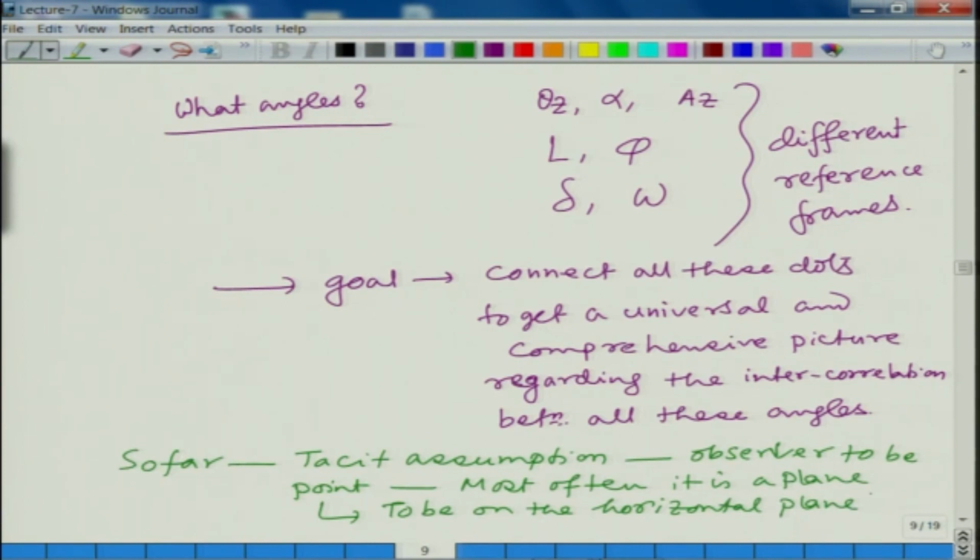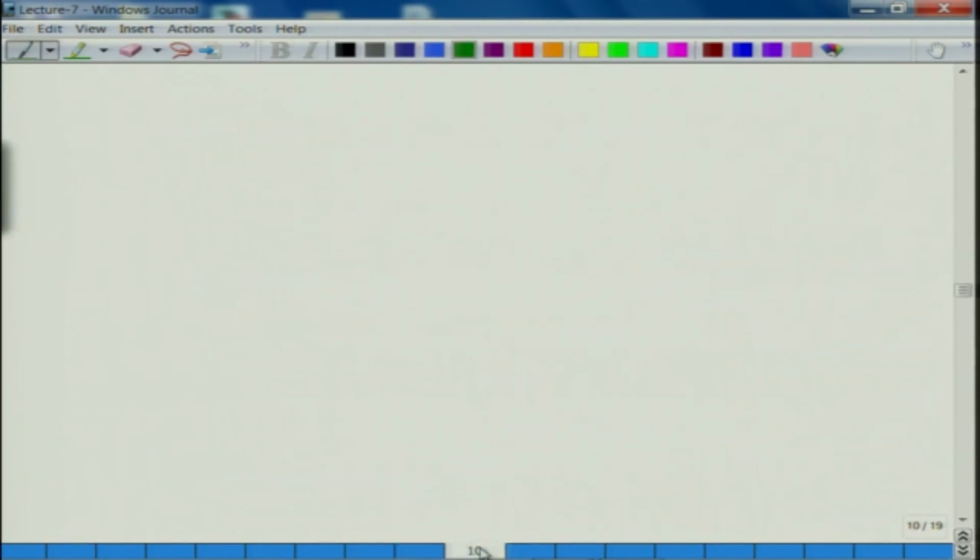Okay. That is also not always valid. Whenever you take it not as a point, but as a plane, then it can be at any other position than the horizontal position. Okay. So, more angles that are needed is the tilt angle, which we call beta. So, what is that?